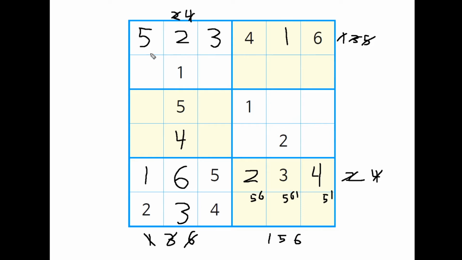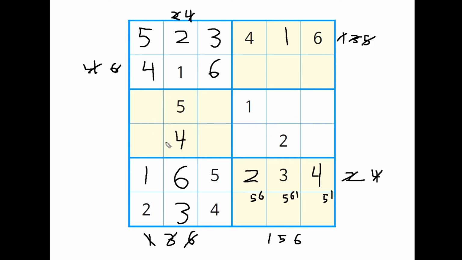Let's look at the first block. The numbers that are missing are 4 and 6. Well, we see that there's a 4 in the third column already, so the 4 must go here, and the 6 goes here. Let's keep filling in these columns.